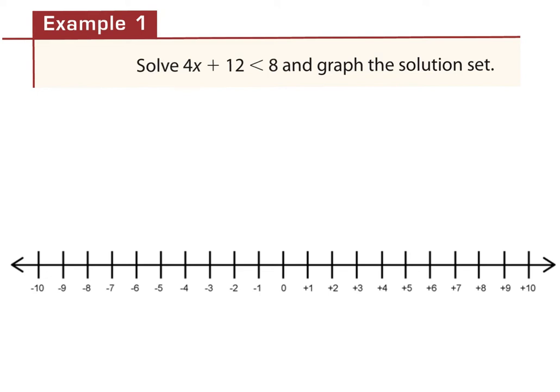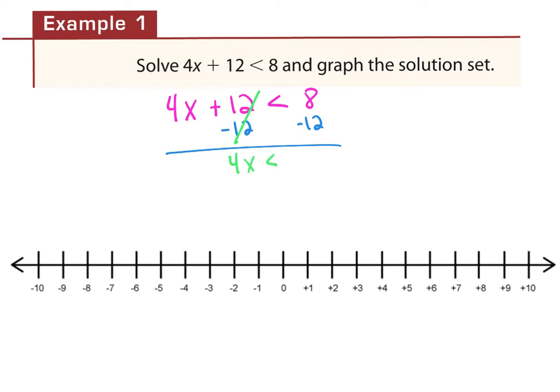So I'm going to take the 4x plus 12 less than 8. My first step here is going to be subtract the 12 over. Move everything that does not have a variable. So I'm going to move this over. All right. On the left-hand side, my 12s cancel. On the right-hand side, 8 minus 12 is negative 4. Now, I'm going to divide by 4. Am I dividing by a negative?